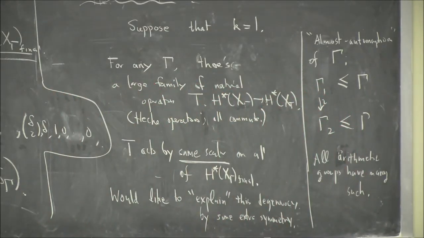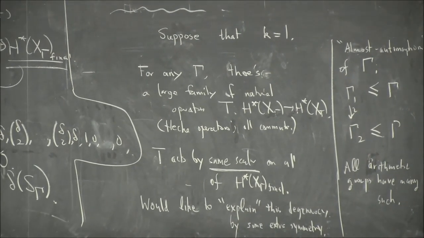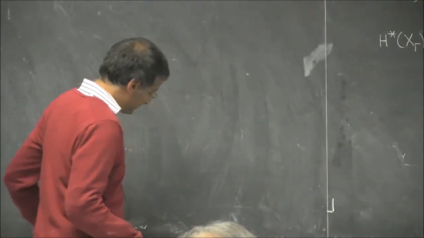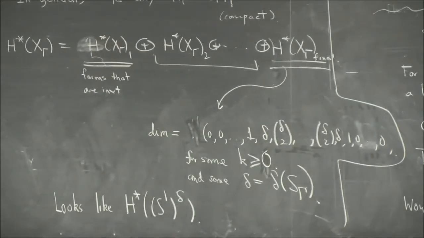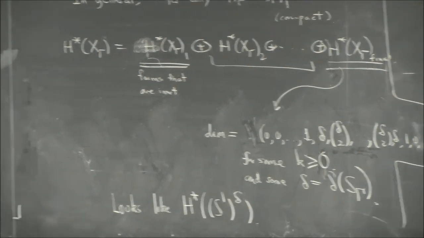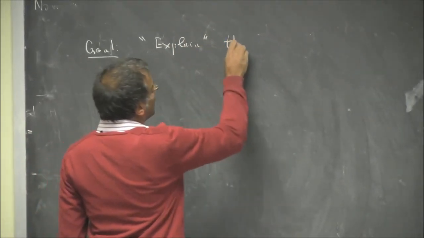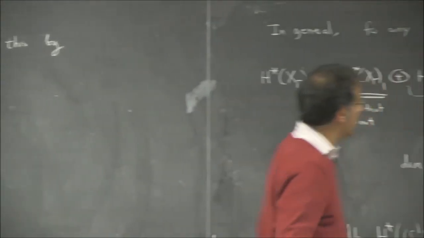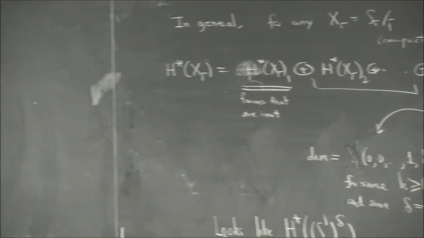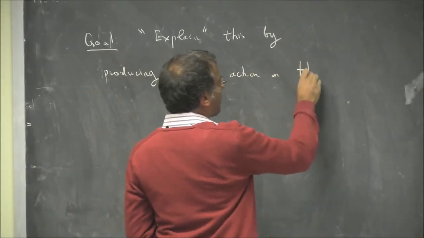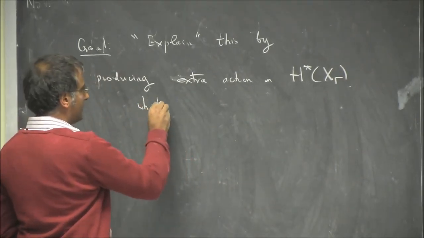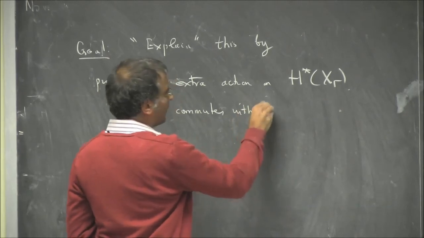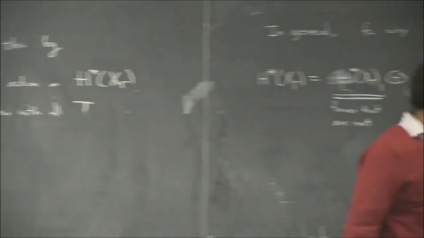All right, so the first thing is that all of these arithmetic locally symmetric spaces, not only SL_n, have a piece in their cohomology that looks like the cohomology of a torus. And you have all these natural operators that act on the cohomology, but somehow they just act on this whole thing as if by a single scalar. So the goal is to explain this by producing some extra action on this cohomology, which commutes with all the Hecke operators, all the T, and somehow explains this numerology.